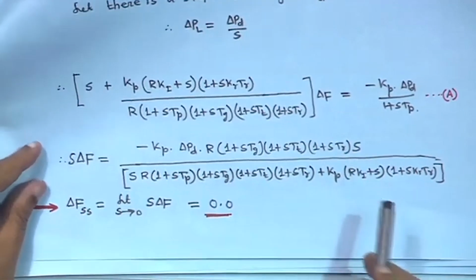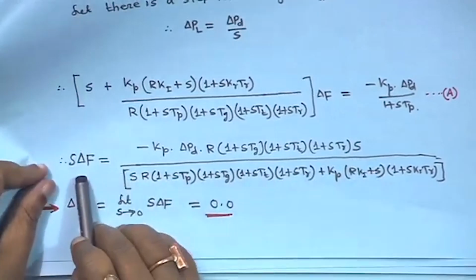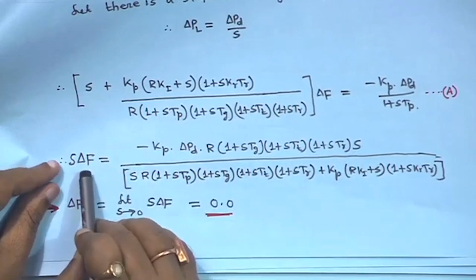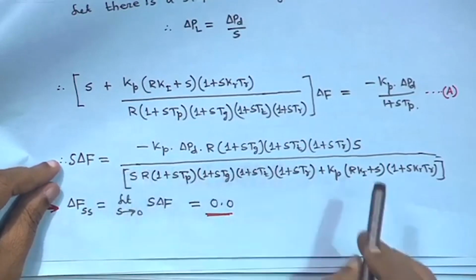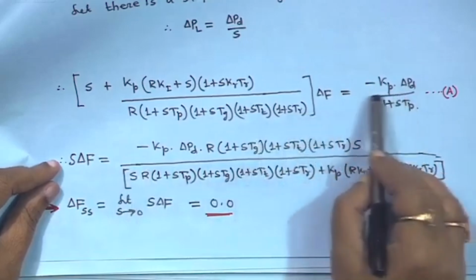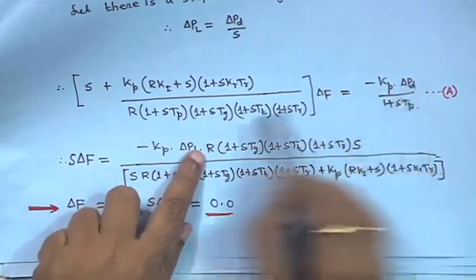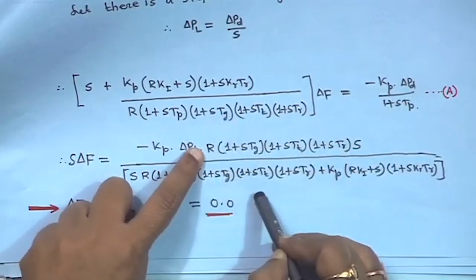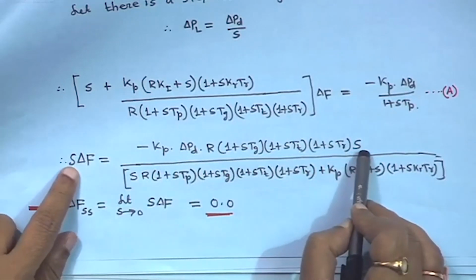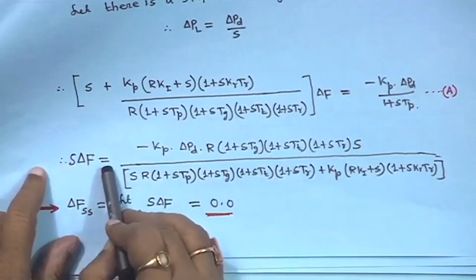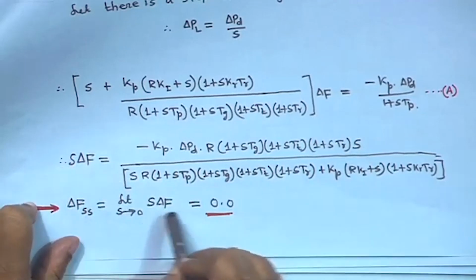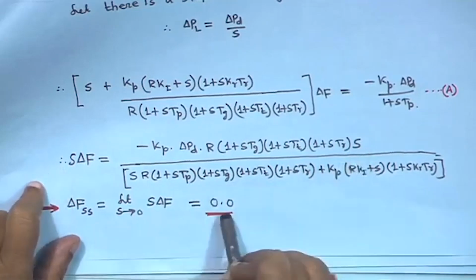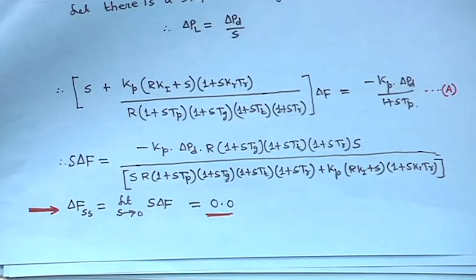That means on both sides we are multiplying by s, here it is s, here also it is s. So, when you multiply this side, the minus Kp into delta PD is there, along with that this side will multiply R into all these things divided by this thing. Then on both sides you multiply by s, that means s delta F. So, delta F is the limit s tends to 0 of s delta F, right, and as s tends to 0 it is 0. So, the steady state error of the frequency will be 0.